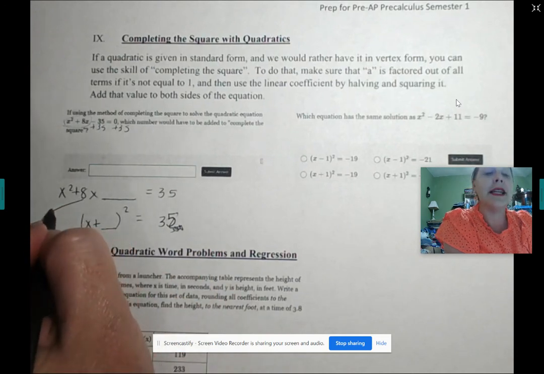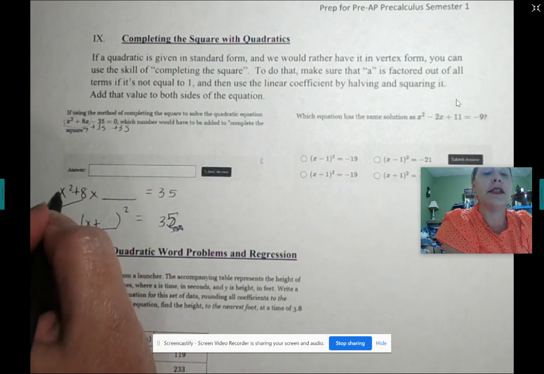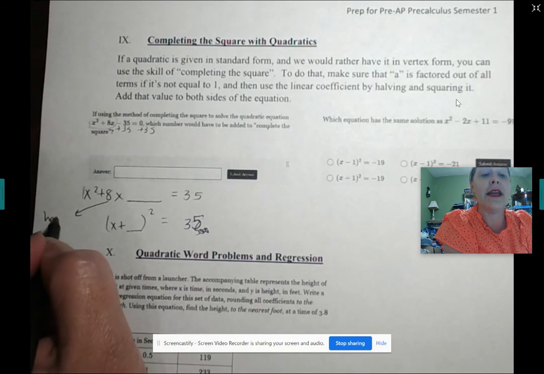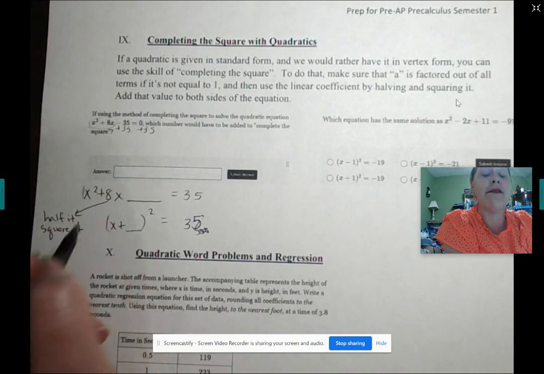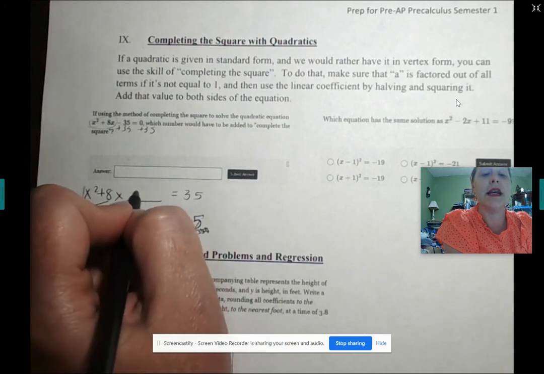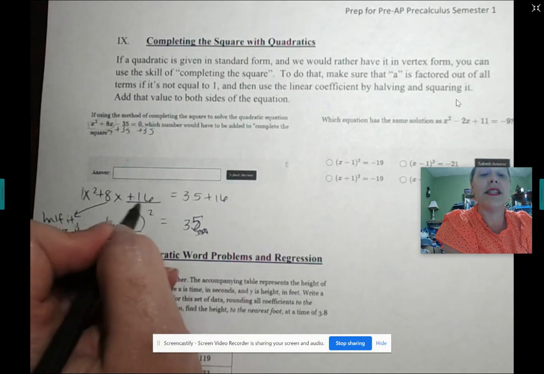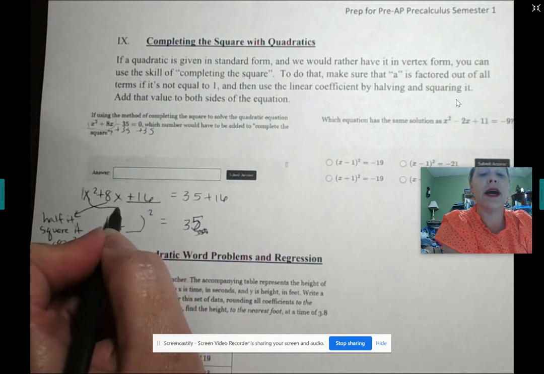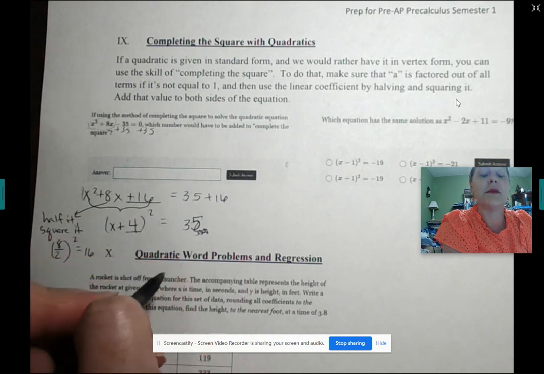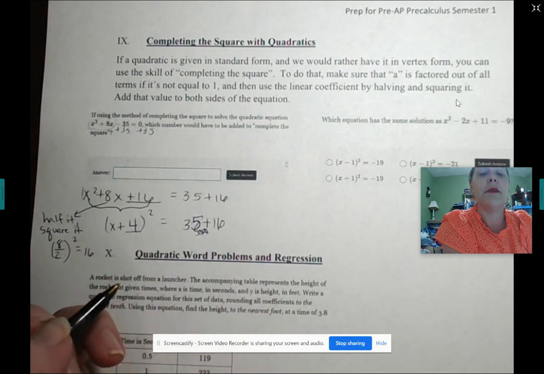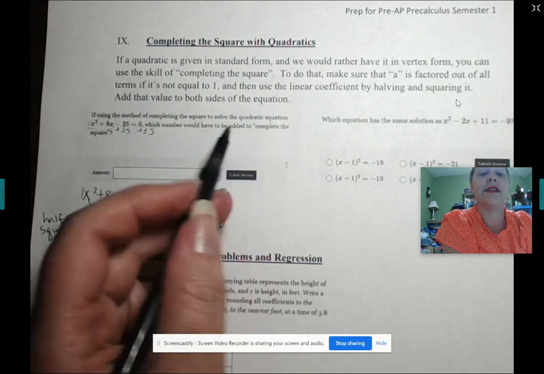I'm going to take this linear term, and you can only do this when this is a 1. So if this is a 1x squared, then I'm looking at my middle term, and I'm halving it, and then I'm squaring it. And that's what completing the square means. So I'm going to take half of 8, which is 4, and I'm going to square it, which is going to give me 16. So I'm adding 16 to both sides. The reason I do that is because that allows me to rewrite this trinomial as x plus 4 squared, and then over here, that's going to become 51. But the question's only asking which number would have to be added to complete the square.